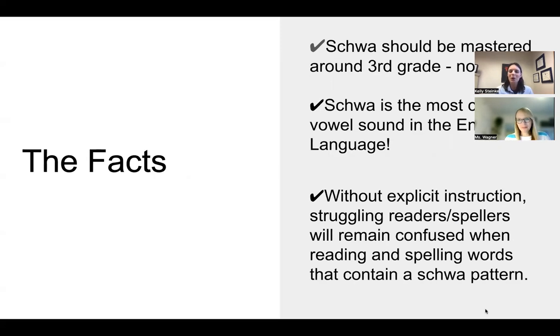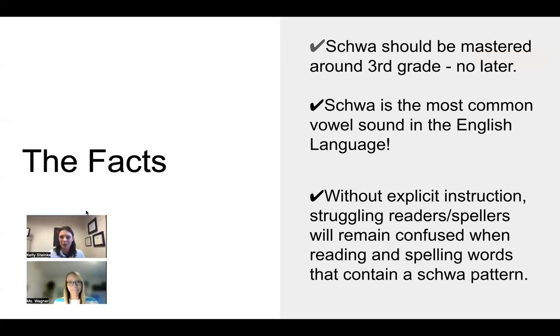Mm-hmm. So facts about schwa. Schwa should be mastered around the 3rd grade, not later. So with typical development, that's your goal. I'm going to move our faces here because they are covering up some of my words. A lot of people don't realize too, the most common vowel sound in all the English language is schwa. Schwa. Yeah, I know. And that is the schwa sound. It is like a short U sound, isn't it?